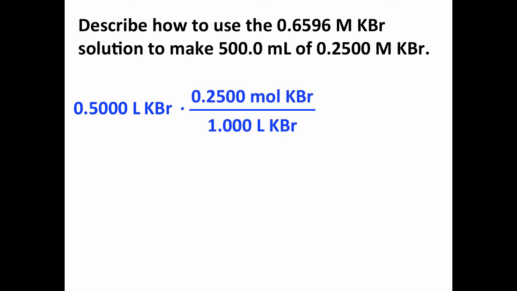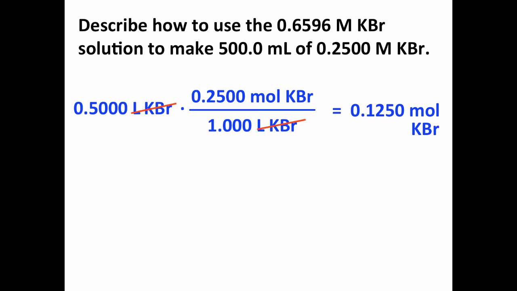We have 0.6596 molar KBr, and we'd like to make 500 milliliters of 0.2500 molar KBr. Now, we want 0.500 liters or 500 milliliters of this new KBr solution we want to make, and it needs to be a concentration of 0.2500 moles of KBr per liter of solution. And that conversion factor and those two bits of data allow us to determine that what we need is 0.1250 moles of KBr in the 500 milliliters of 0.25 molar KBr solution we're going to make.